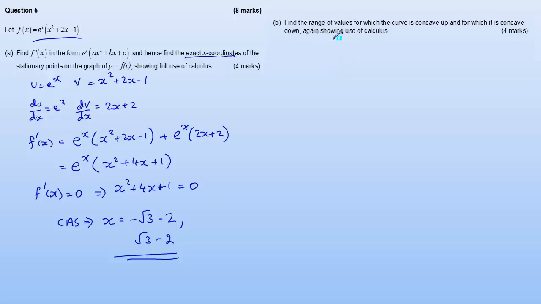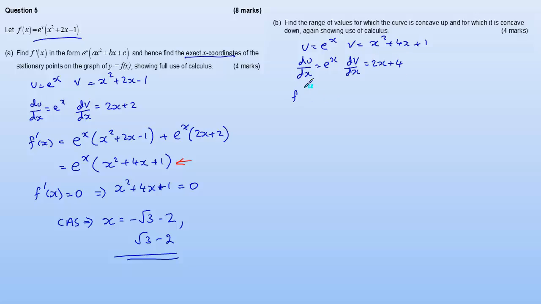We now want to find the range of values for which the curve is concave up and for which it is concave down. Again, showing use of calculus. Well, we need the second derivative for this. Now, if I work from here, then u is equal to e^x, and v is equal to x² + 4x + 1. So du/dx is e^x, and dv/dx is 2x + 4.